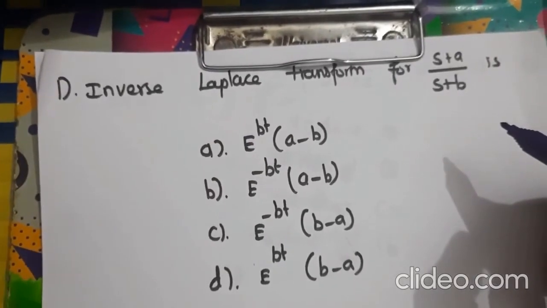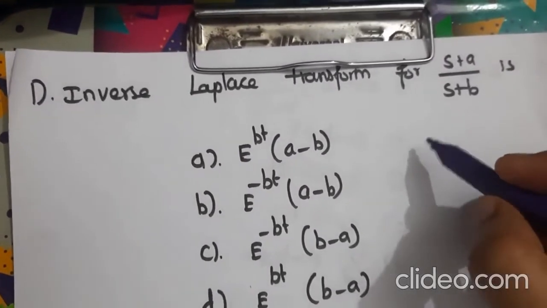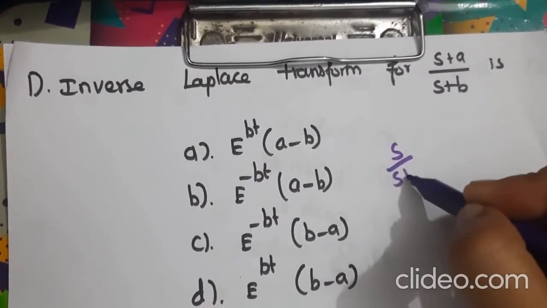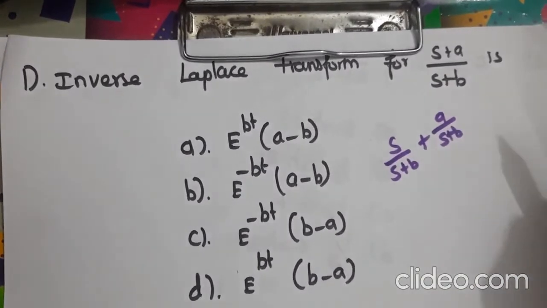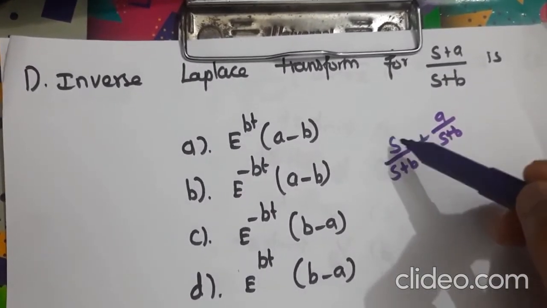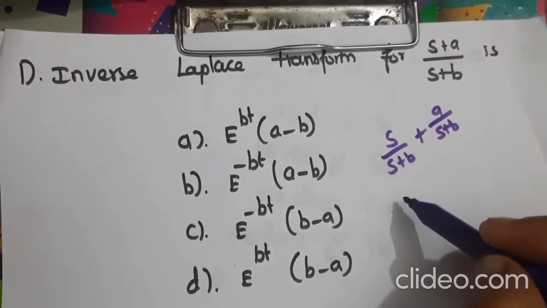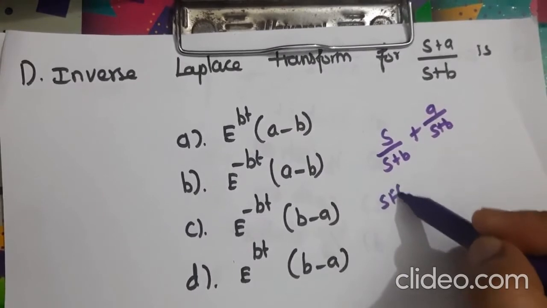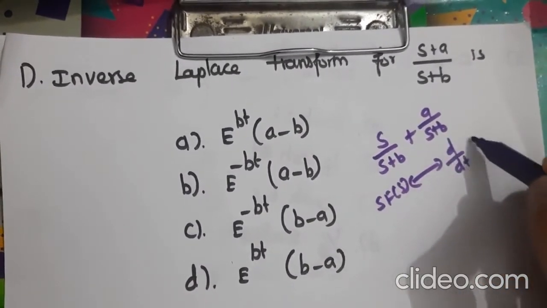First question, inverse Laplace transform for s plus a divided by s plus b is. And here we can divide this as s by s plus b plus a by s plus b. So now we can take inverse Laplace separately for these two terms. So first take this one, and here use this property, that s into F of s is equal to differentiation of f of t.